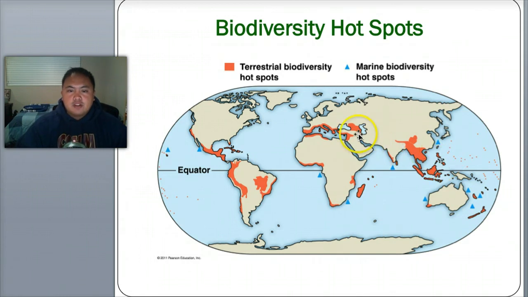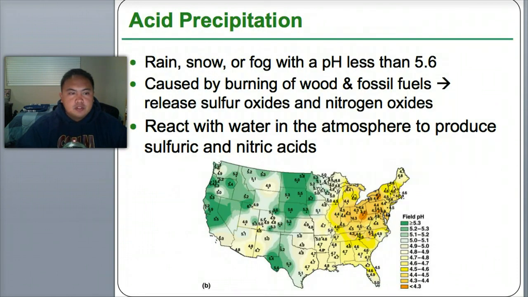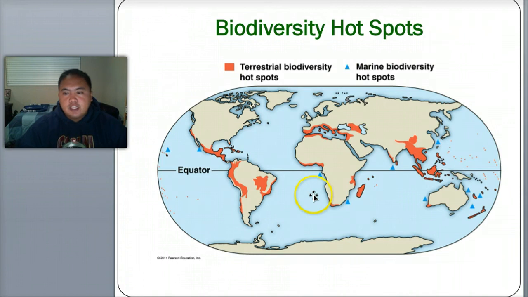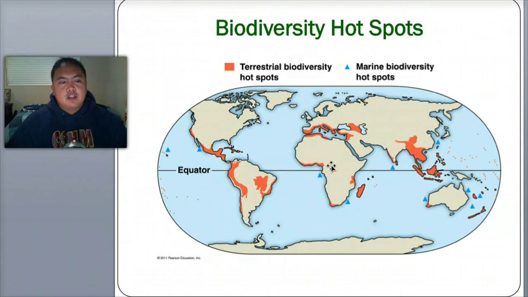Some people forget there's also marine biodiversity. So not just land, but you see these blue triangles. These are places in the world where there's also biodiversity. They tend to be where there are coral reefs and also very close to the equator. You don't need to memorize all these. And again, as I keep reminding you for the AP Bio test, you just need to have in your back pocket where there is biodiversity.